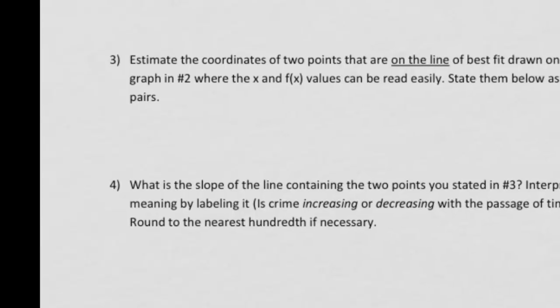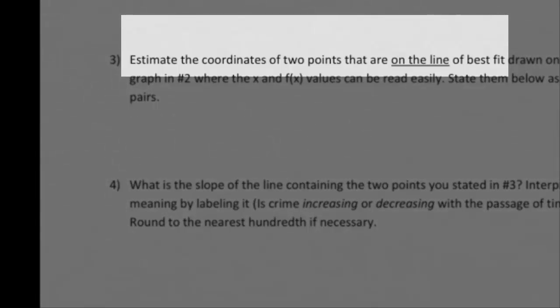So estimate the coordinates of 2 points that are on the line. So you're going to do the last thing twice. You're going to estimate 2 different coordinates, and you need 2 of them in order to be able to find the equation of a line.